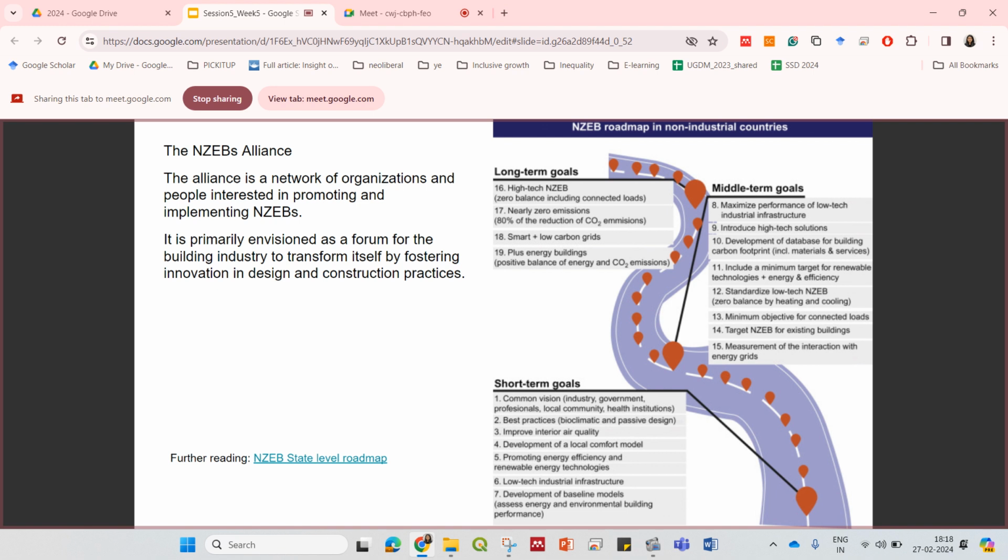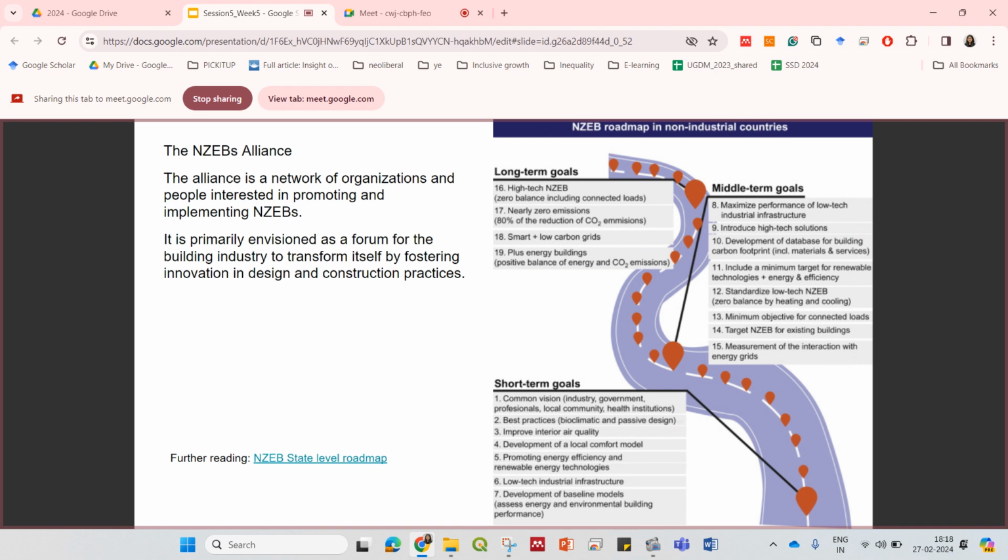Then nearly zero emissions. So trying to achieve nearly zero emissions in the country or in the organization, that is 80% or more reduction of carbon CO2 emissions in the building, or counter impacting the carbon footprint of the building by 80% or more, is nearly zero emissions.